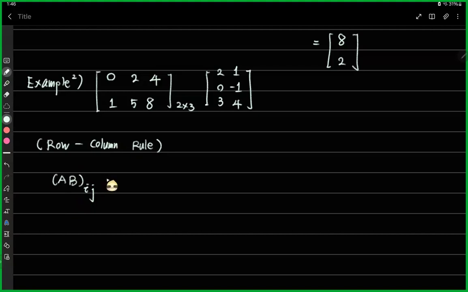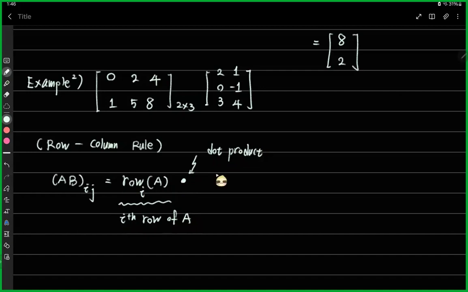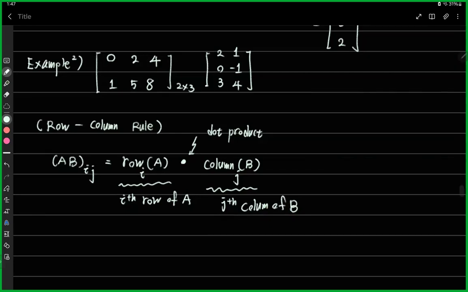Okay, so this is equal to actually the I row of A. What that means? This is the I row of matrix A. Okay, and then dot product. This is the dot product. Dot product is nothing but a linear combination. Okay, so this is the row and the column, which means that this is the jth column of matrix B.